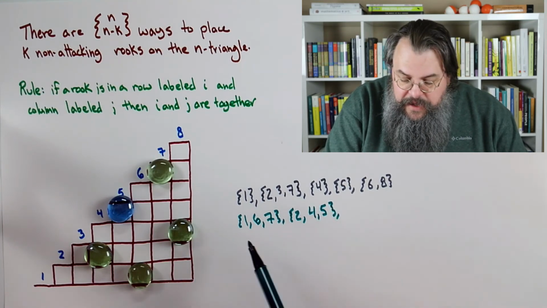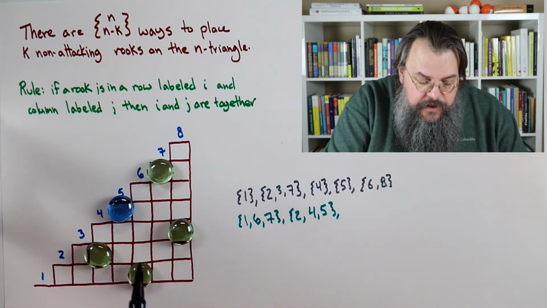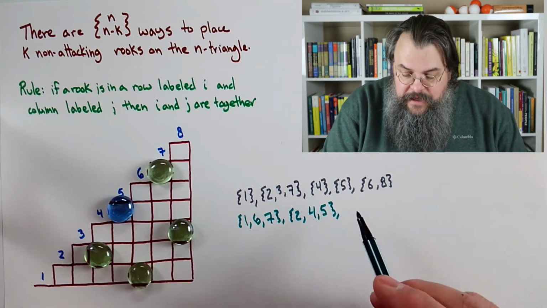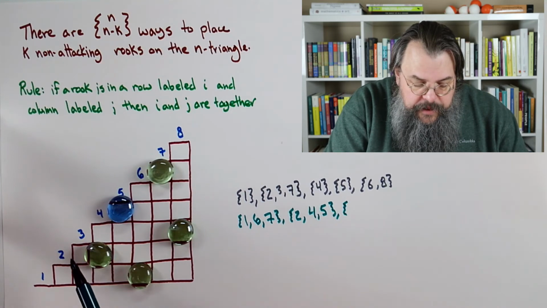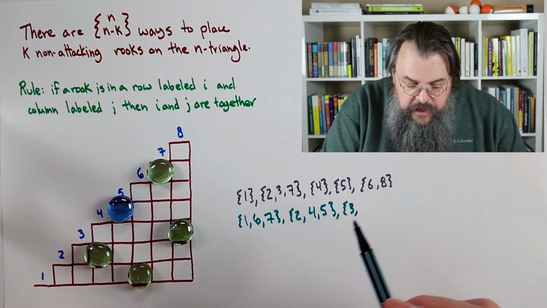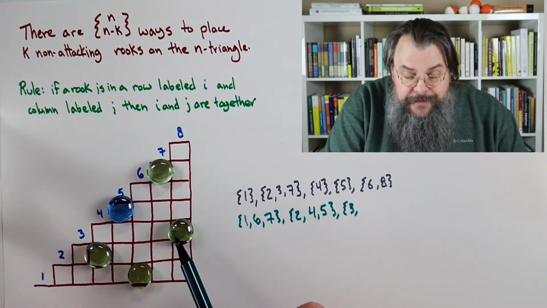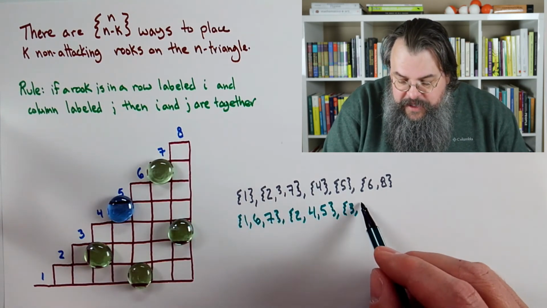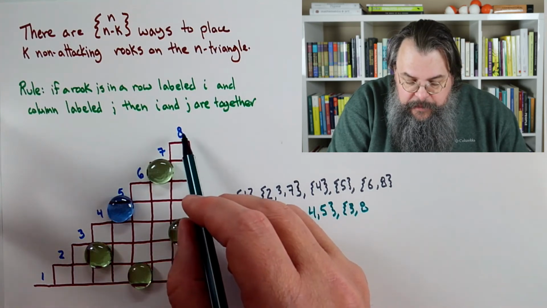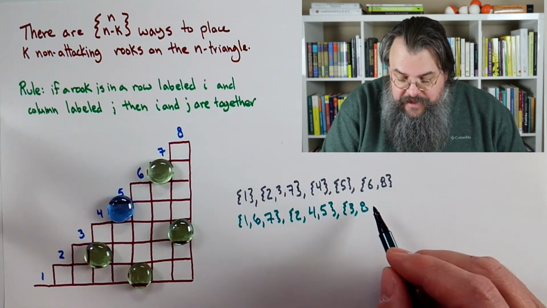Well, next is 3. We haven't seen 3 yet. So we always start with the smallest number we haven't seen yet when we're writing these down. Okay, well, how about 3? Well, we start at 3, and that goes all the way up. There's a rook, up to 8. And then from 8, well, not a lot of options. You have to exit. And so 3, 8.